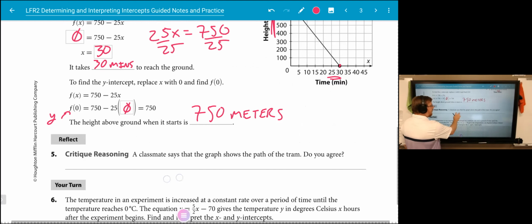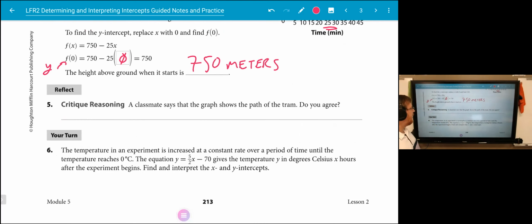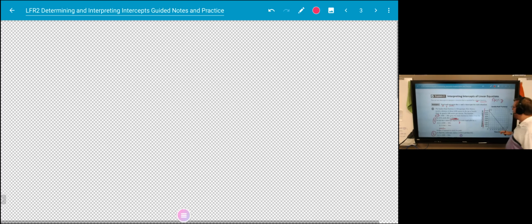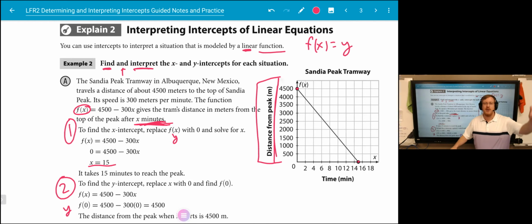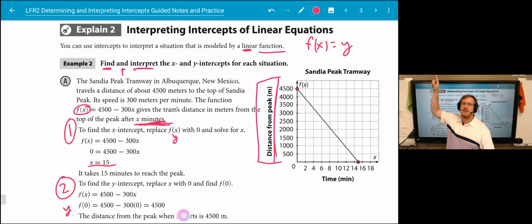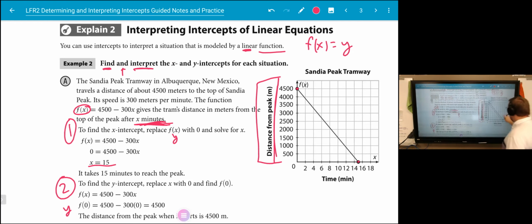All right. A classmate says that the graph shows the path of the tram. Do you agree? That does not show the path, because this is the distance from the peak. In other words, you start 4,500 meters away from the peak, and if I'm trying to go to the peak, I'm going to go up to the peak, right? So no.